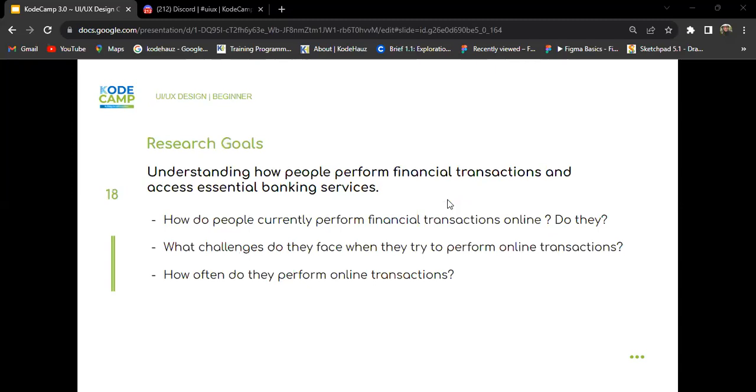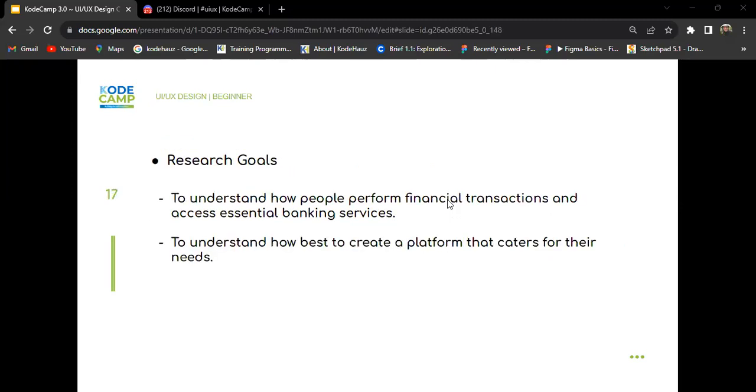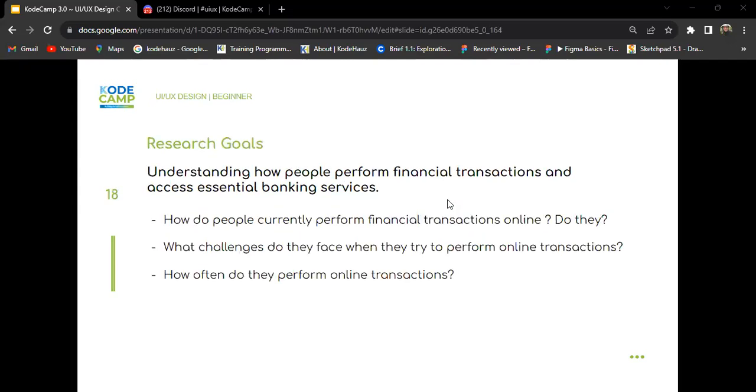Now, I'm going to pick the first one. You can still look at this. The first one is to understand how people perform financial transactions and access essential banking services. I'm going to pick that. Now, I'm going to generate questions that can help me answer that, right? Or should I say, we have this as our goal. So I have 3 questions here that I put down.